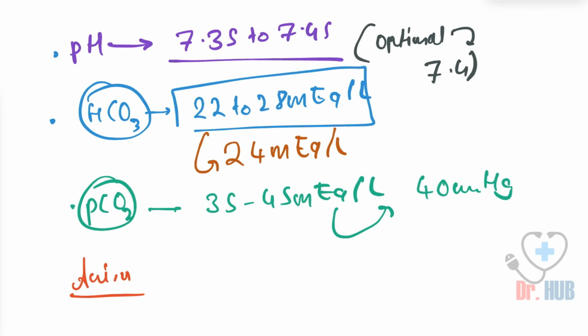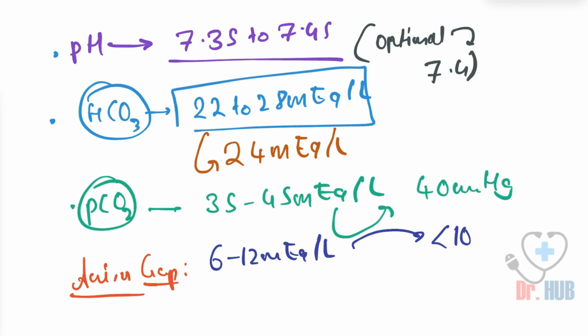Then we look at the anion gap. What is the anion gap? So the anion gap is nothing but it is a normal range between 6 to 12 mEq per liter, and the optimal value is nothing but less than 10 mEq per liter.